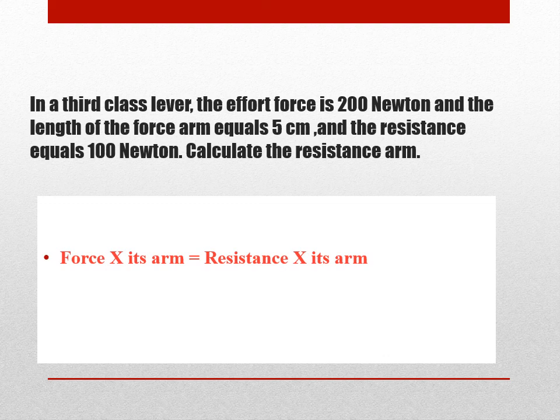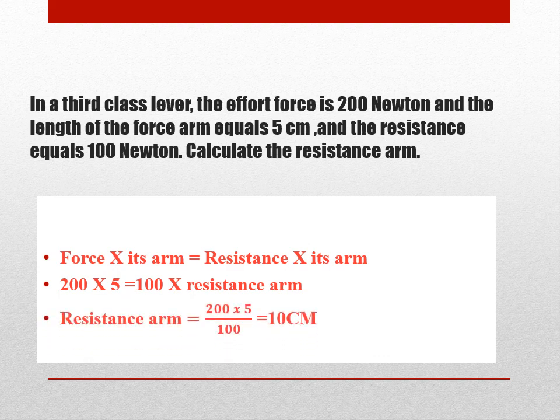In order to solve this problem, you should write the law of levers. Force times its arm equals resistance times its arm. Then write the given numbers. 200 times 5 equals 100 times the resistance arm. The resistance arm equals 200 times 5 divided by 100, and the result will be 10 centimeter. Don't forget to write the unit. Don't forget to write the law of levers.